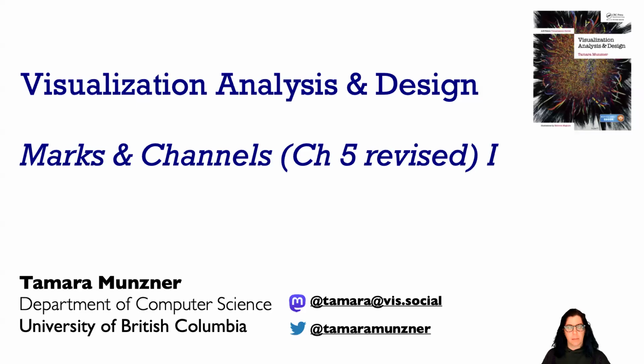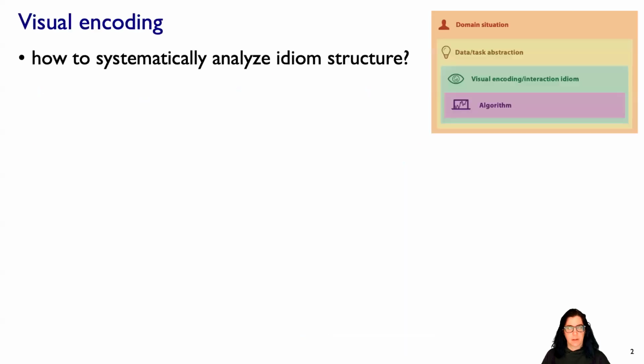Okay, let's talk about marks and channels. So, remember from last time we talked about this idea that with a nested model, we would think about visual encoding in terms of going from domain to abstraction level to the idiom level for visual encoding and interaction to the algorithm level. So, today we're really going to focus on this question of the idiom level. How can we systematically analyze visual encoding idioms?